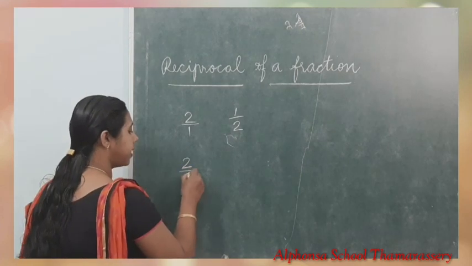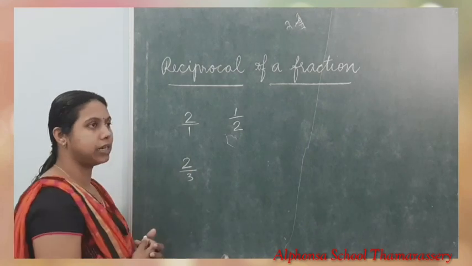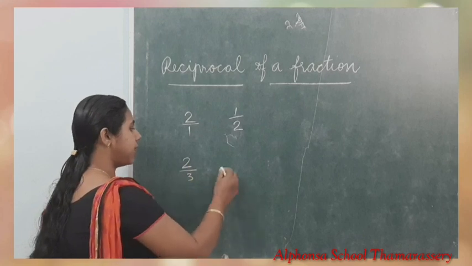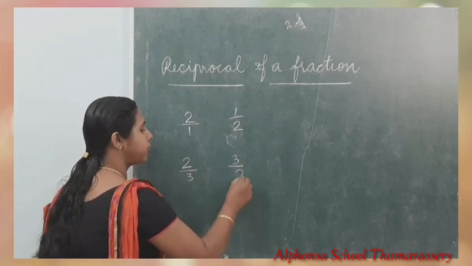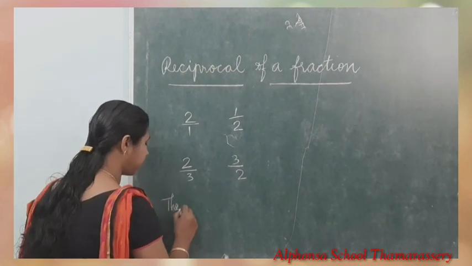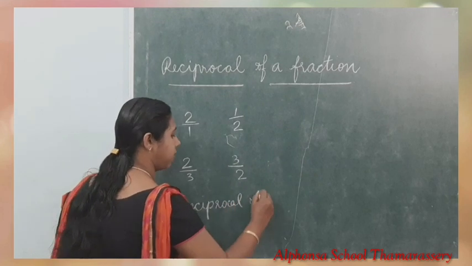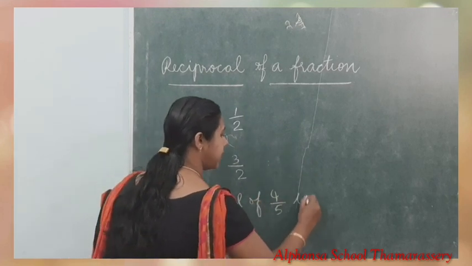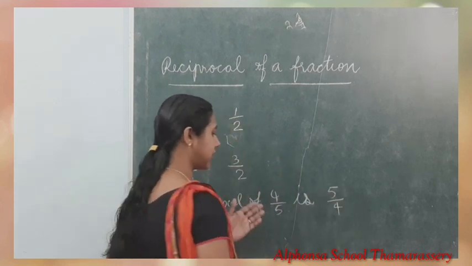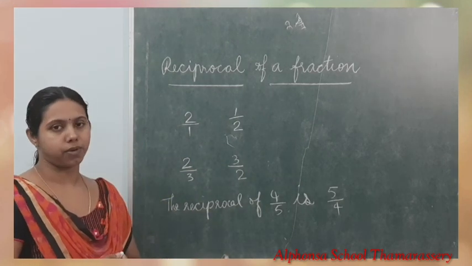The number 2 by 3. The reciprocal of 2 by 3 is, when you interchange the numerator and denominator, we will get the reciprocal. So the reciprocal of 2 by 3 is 3 by 2. The reciprocal of 4 by 5 is 5 by 4. When you interchange the numerator and denominator of the fraction, we will get the reciprocal.